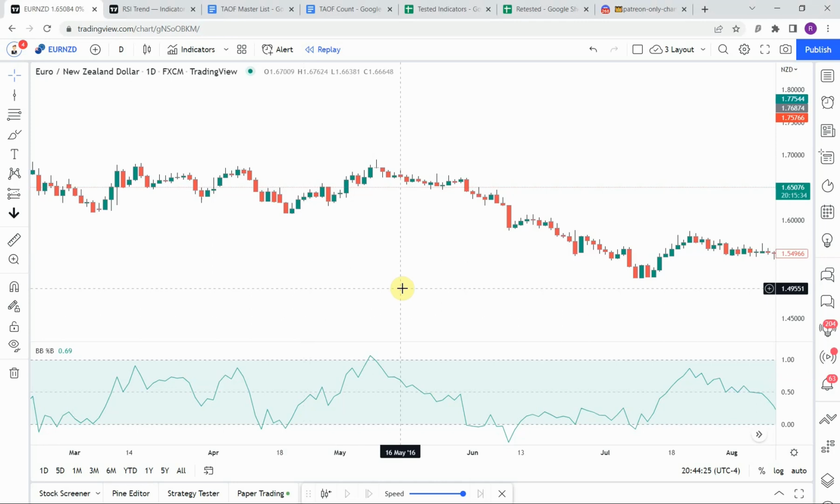Today we will be looking at an advanced testing of the Bollinger Band %B indicator.